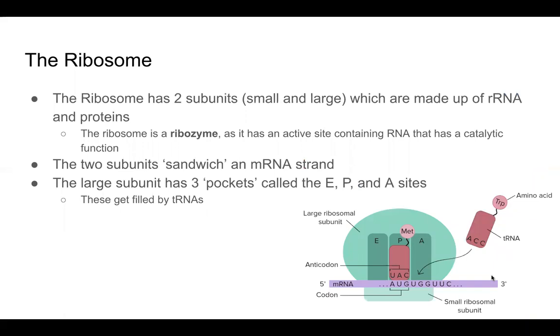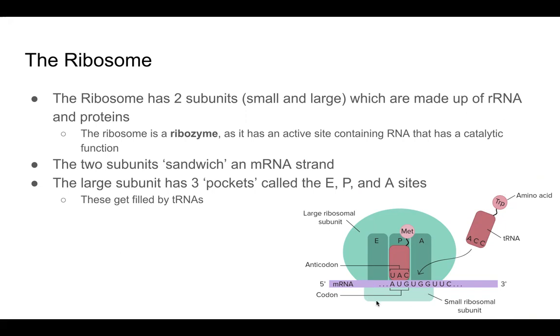Okay, so a quick overview of the ribosome. The ribosome has 2 subunits. There's the small subunit, which is this part down here, and the large subunit, which is this big part up here. The ribosome is made up of both rRNA and proteins. It's a type of structure called a ribozyme, which means that it has RNA that has a catalytic function. So this rRNA is a catalytic component of the ribosome, and therefore the ribosome is a ribozyme.